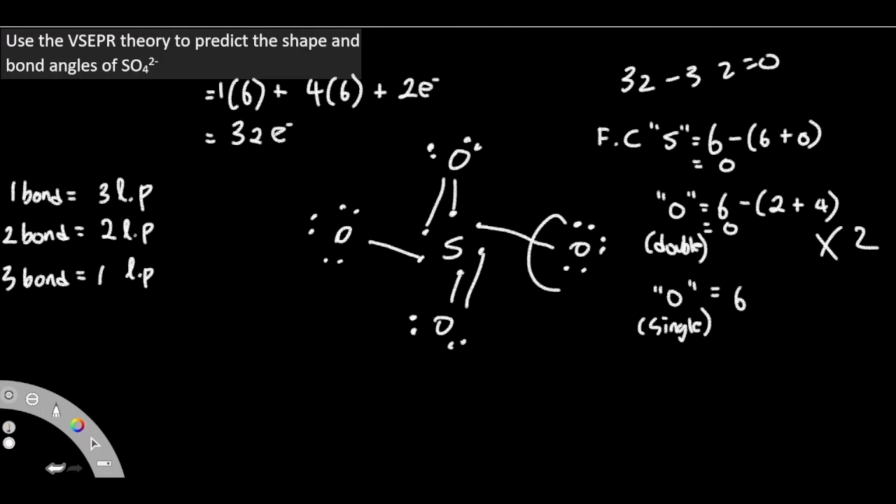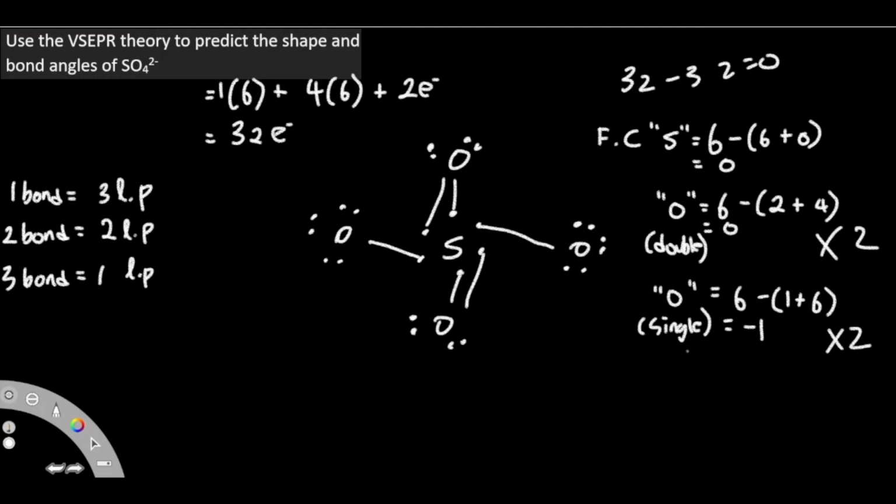So we look at this one over here. We have 6 minus how many bonds? 1 plus how many dots? 6. You end up getting -1. So if we have to multiply by 2, that's fine, because this and this are identical.